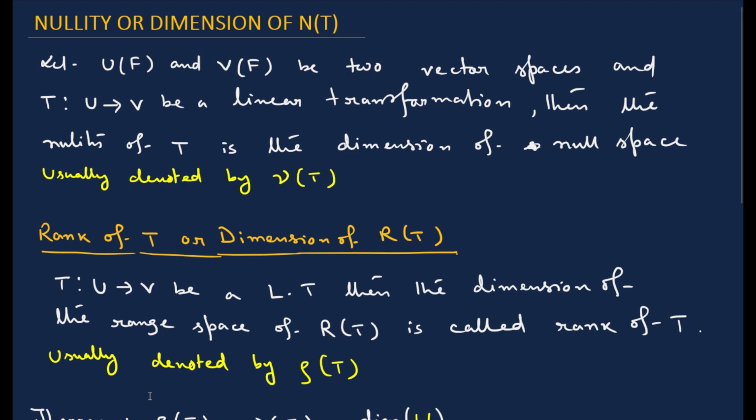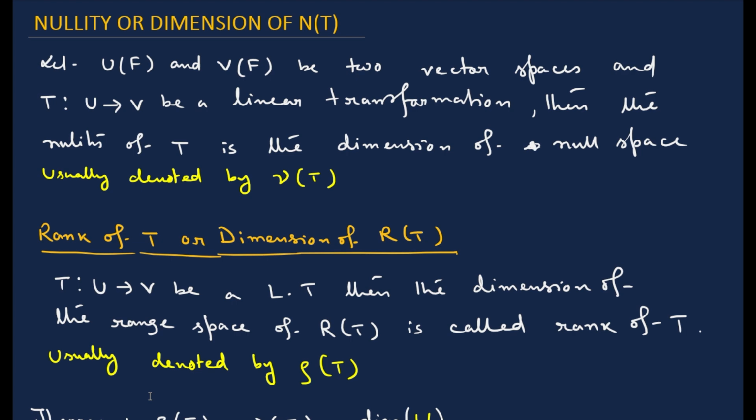So in our last lecture we have learned what is null space and range space. So in this particular lecture we are going to learn what is nullity and rank of T. So in short, null space, another name is what? Kernel of T. So null space is a subspace.